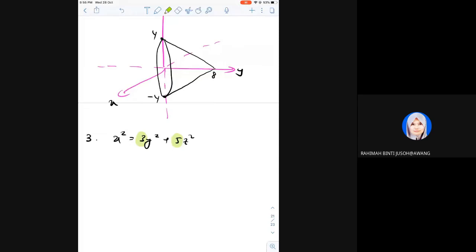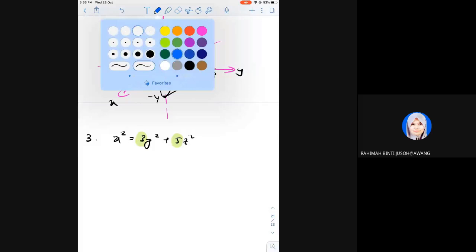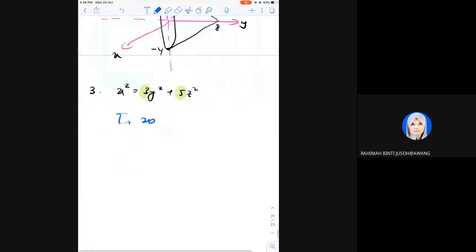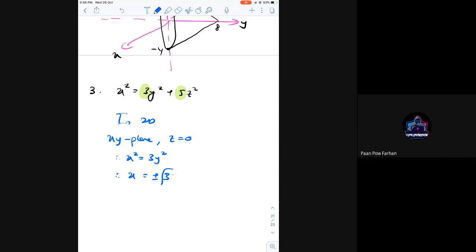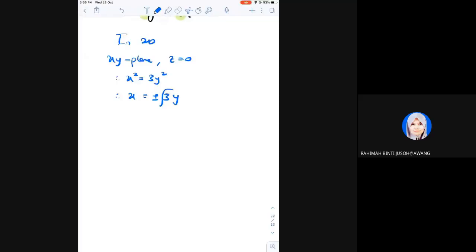Alright, so dalam kes ni, kalau kita plot graph in 2D, let's say saya ambil XY plane. So Z equals 0, therefore X squared equals 3Y squared. So therefore we have X equals plus minus square root 3Y lah kan? Square root 3Y, okay. So square root 3Y ni just a constant lah guys. Dia tak ada apa. And then satu lagi x equals negative square root 3Y.